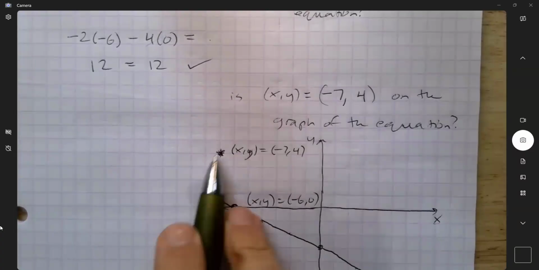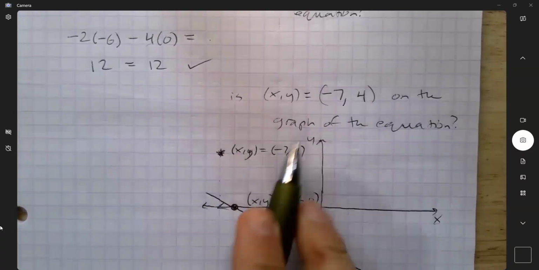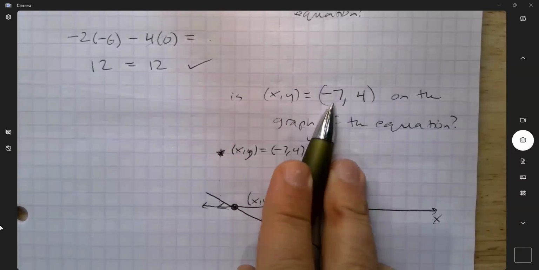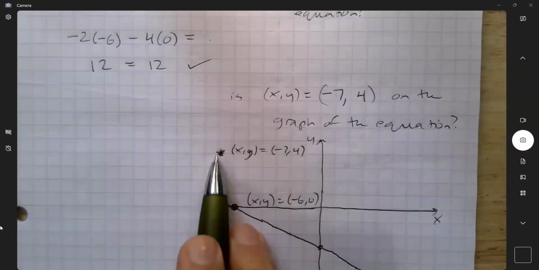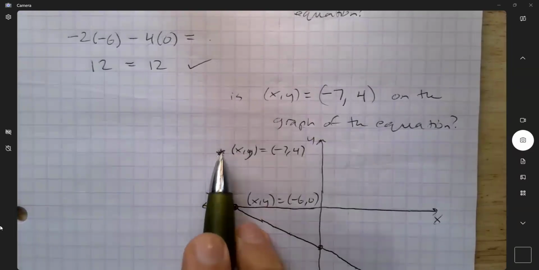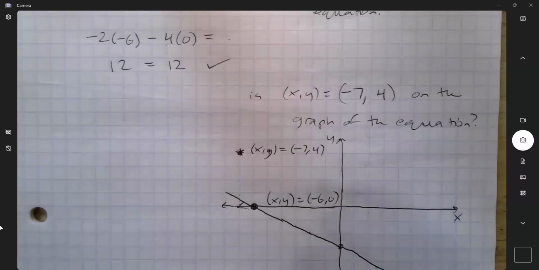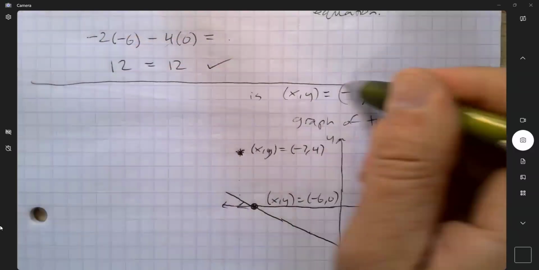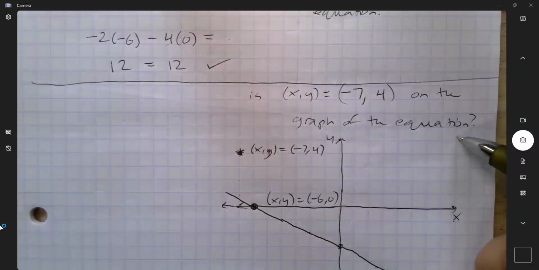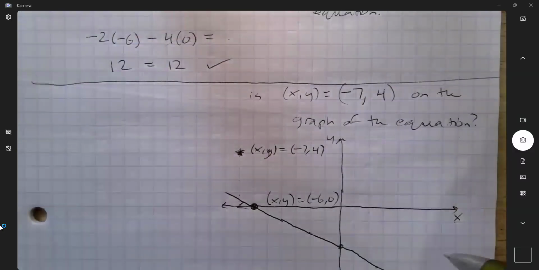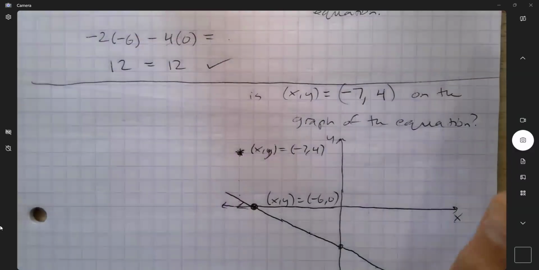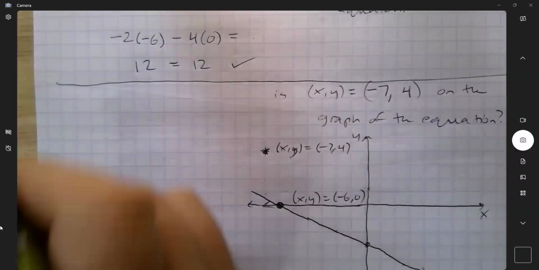It's nowhere on the line. It's never going to be on the line. So I know my answer to this question, is xy equal -7, 4 on the graph? I can tell you just from my picture that the answer is no. And this visual representation is a great way to figure out these types of questions. And I encourage you to use that visual representation when you can. But if you don't, it's not so bad.